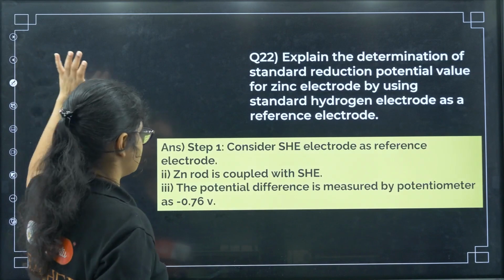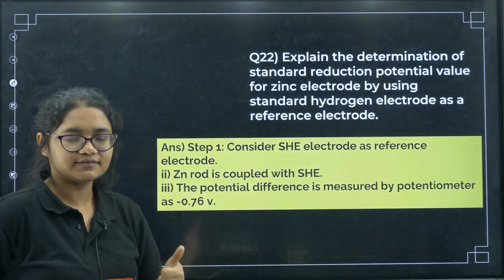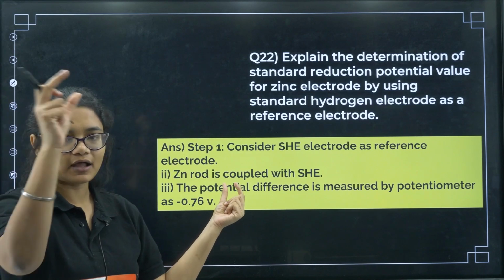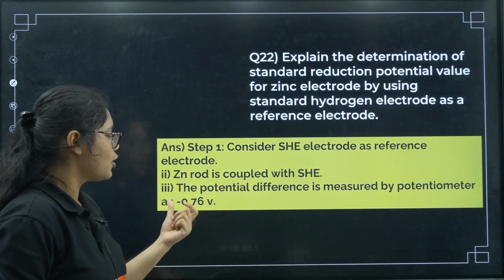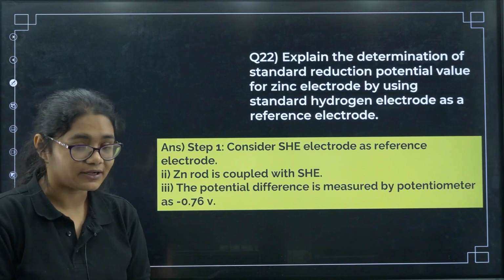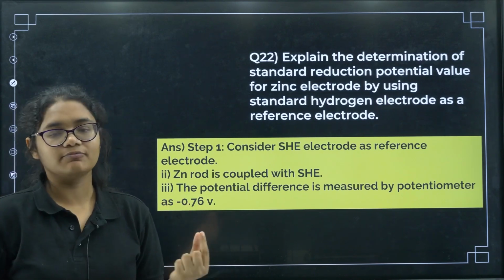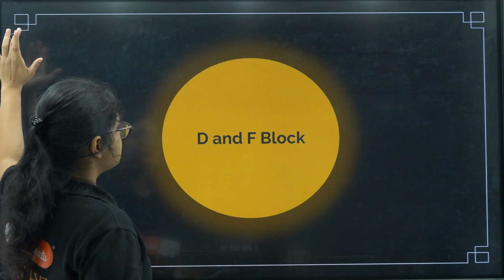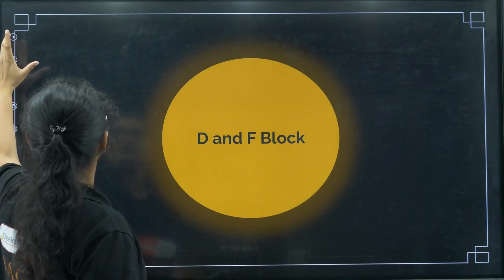Next, we have explain the determination of standard reduction potential of zinc by using SHE. This is a very simple question. What you have to do, first thing, is consider SHE as a reference electrode. Step number 2, you have to couple it with the zinc rod. Then the potential difference of zinc and SHE is measured using a potentiometer, which will give you a value of minus 0.76 volt.